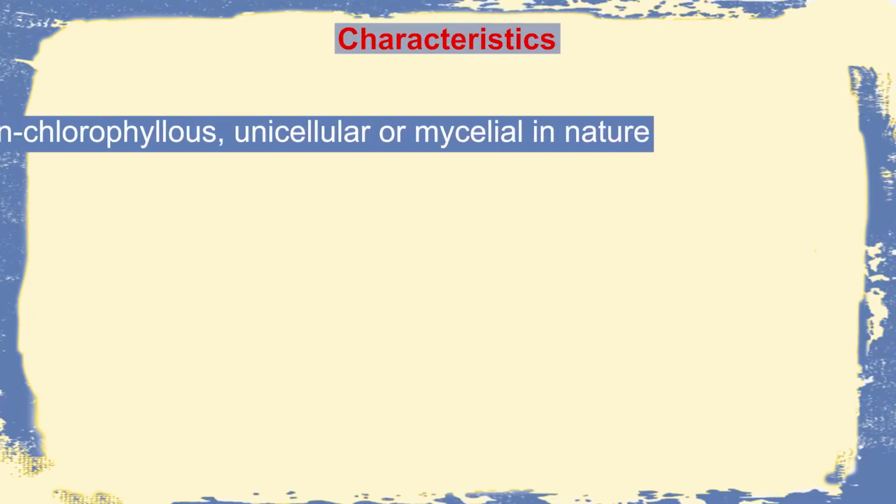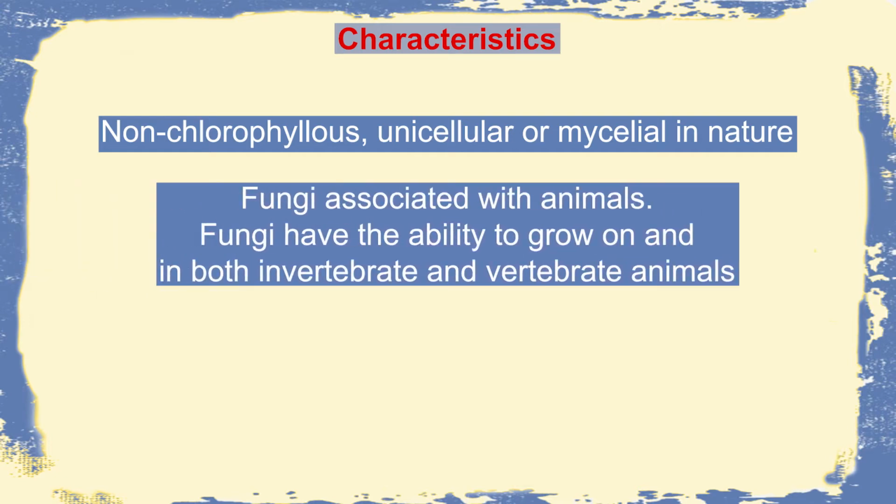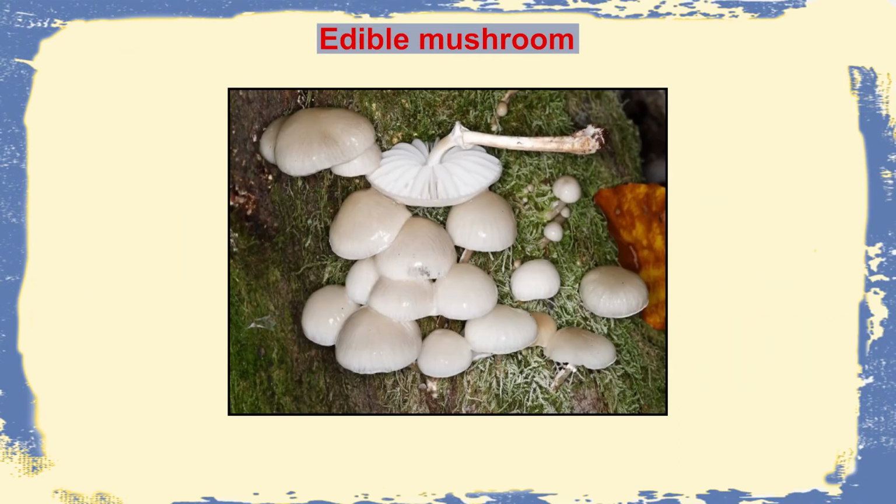Now, as I was telling, the major characteristic features of fungi are that they are non-chlorophyllous, and can be unicellular or mycelial or thread-like. They are associated with animals, both invertebrate and vertebrate. They can be saprophytic, that is they will help in decomposition, and they produce different enzymes like cellulase, hemicellulase and ligninase, and they grow on lignin substrate.